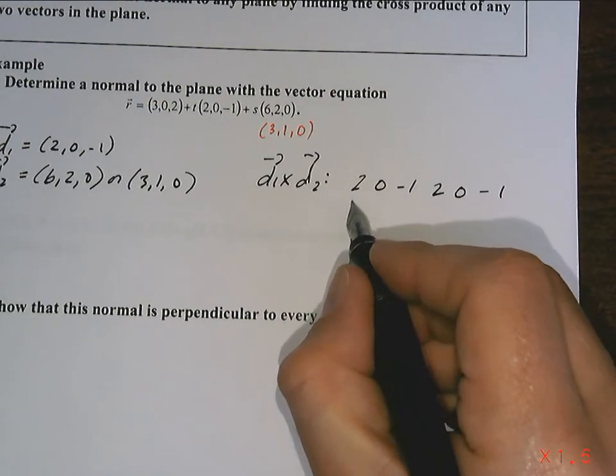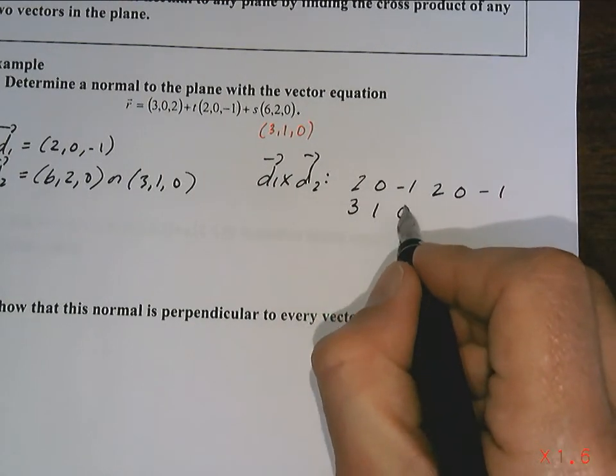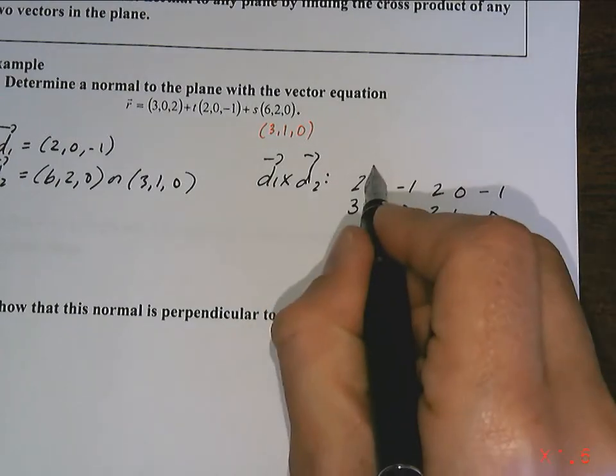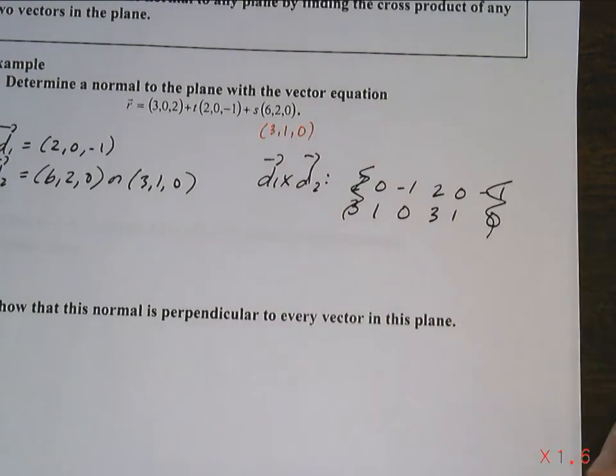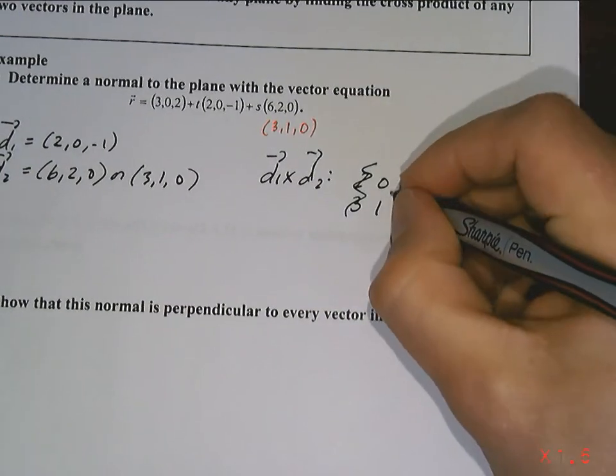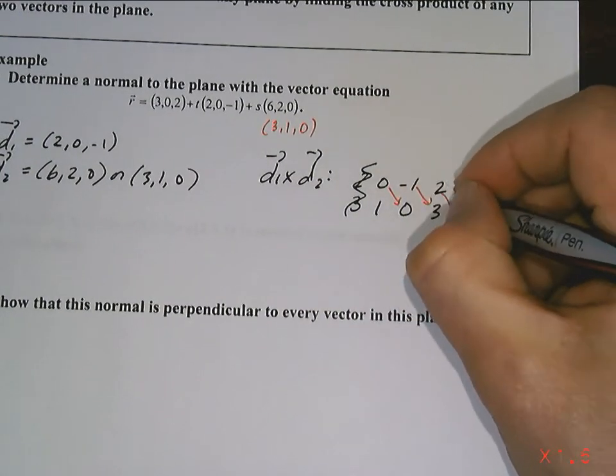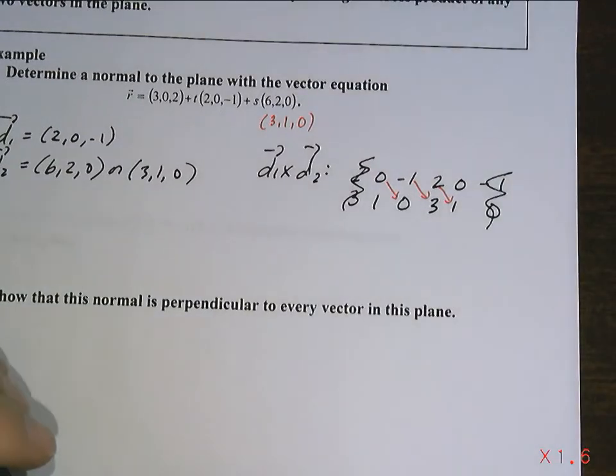All right, and then I'm going to use 3, 1, 0, 3, 1, 0. I'm going to get rid of the first and last. If you don't know what I'm doing, then that's a problem. These are the down products. You're going to take the down products and you're going to subtract the up products. Is that right? Down products subtract up products.